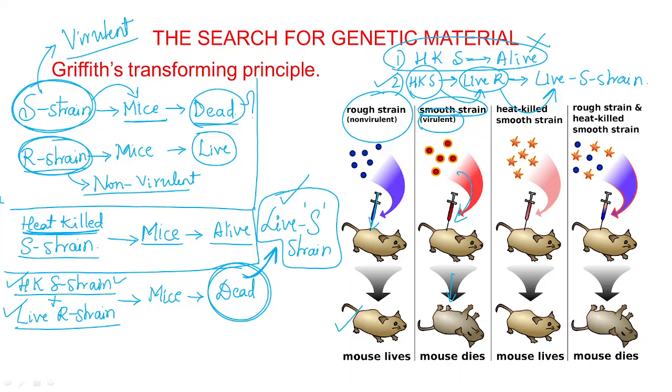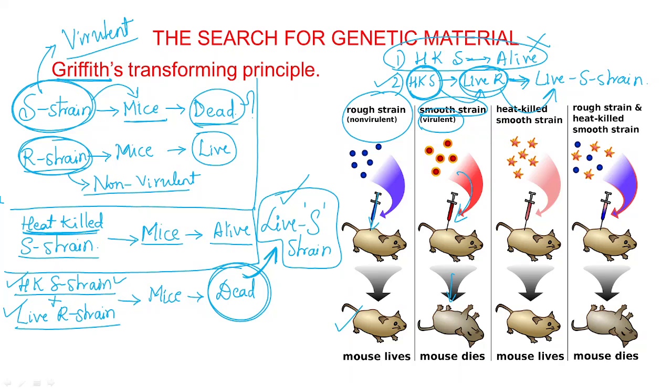Griffith concluded that the heat killed S strain bacteria have transformed live R strain into live S strain. And this transformation of live R strain into live S strain is due to the transforming principle that is present with the heat killed S strain bacteria. Is that clear? That was explained by Griffith.